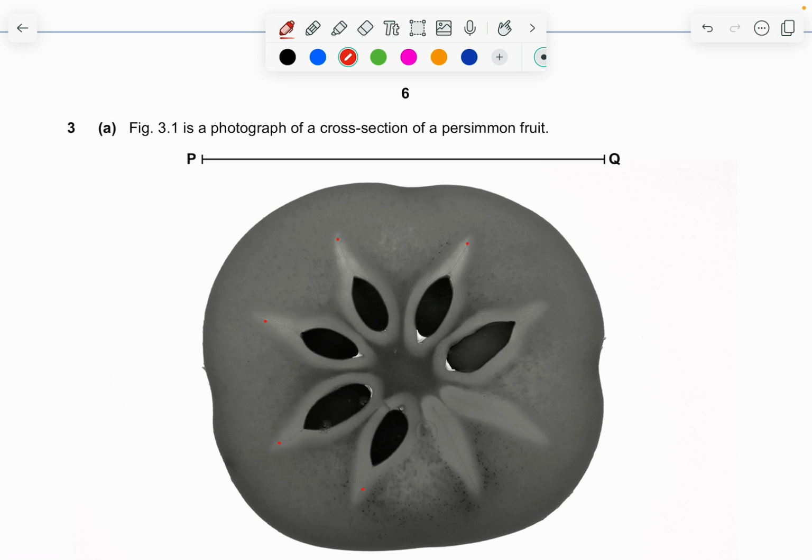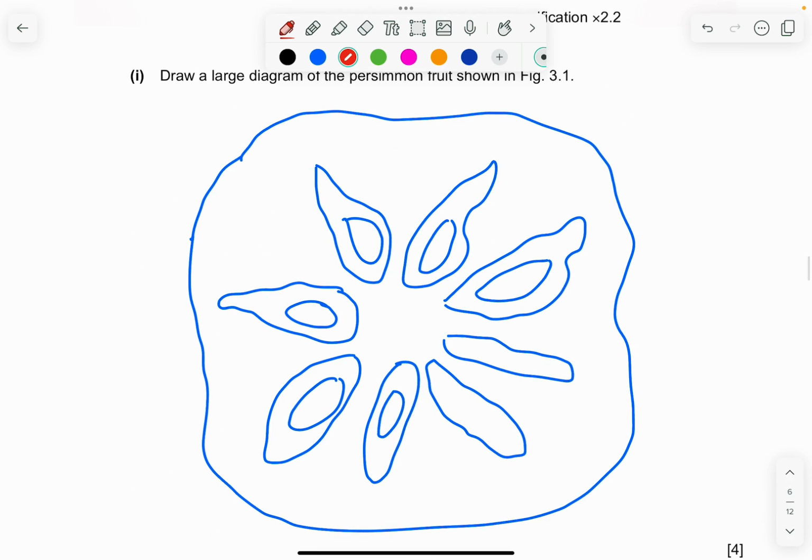You don't just draw the inside. And one thing is do not shade. This question has given you darkened seeds, but you must not shade them. So this is how it should look. It looks a little bit ugly, but this is how it's supposed to look.